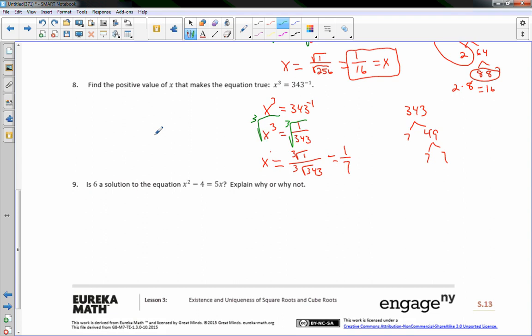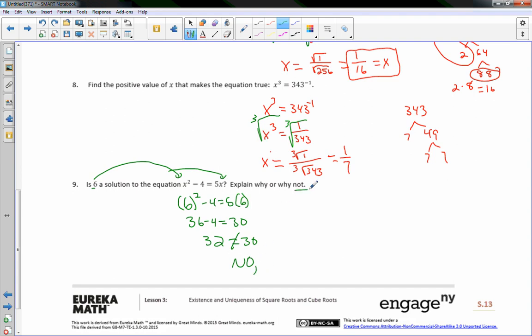Number 9, is 6 a solution to this equation? Explain why or why not. So when we're given an equation and they're asking if a number is a solution, then we substitute that value in for every x we see. So I'm going to substitute in 6 squared minus 4 equals 5 times 6. 6 squared is 36, minus 4 equals 30. 36 minus 4 is 32. 32 does not equal 30, so no, it is not a solution. Okay? And since 32 doesn't equal 30, then that is not the answer.